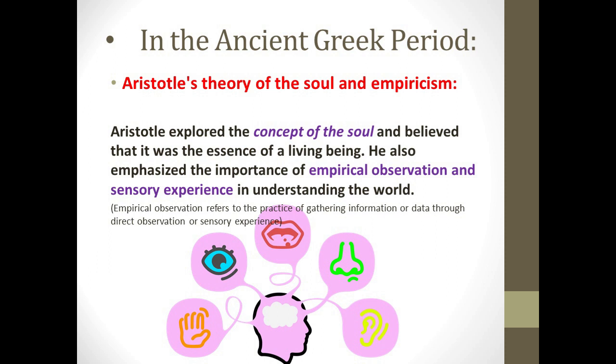What is empirical observation? Empirical observation refers to the practice of gathering information or data through direct observation or sensory experience. By using our senses and directly observing the world around us, we can gain valuable insight into human behavior and the workings of the mind.